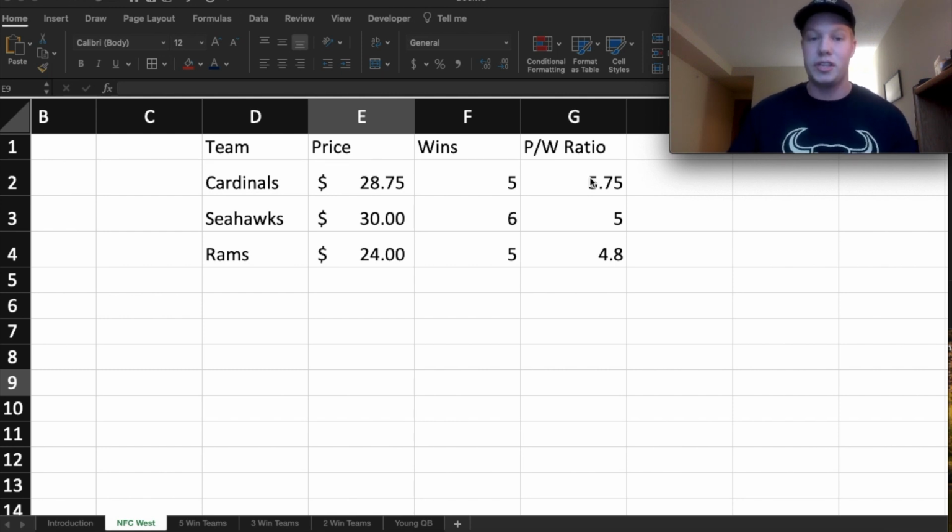So it's really interesting. The Cardinals and the Rams have the same amount of wins. They're tied for second in the NFC West. But the investors are a lot more excited about the Cardinals in the future than they are the Rams, most likely because of, like I said, Kyler Murray and DeAndre Hopkins.